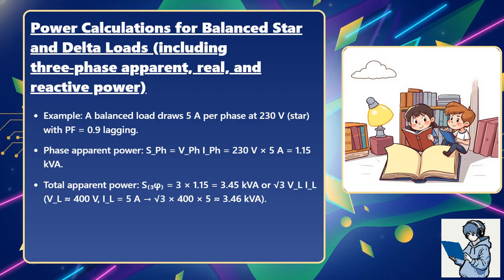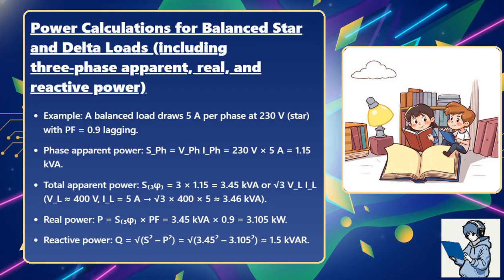Total apparent power S3 phi equals 3 times 1.15 kilovolt ampere equals 3.45 kilovolt ampere, or square root of 3 V sub L I sub L. Line voltage approximately 400 volts. Line current 5 amperes. Square root of 3 times 400 times 5 approximately 3.46 kilovolt ampere. Real power P equals S3 phi times power factor equals 3.45 kilovolt ampere times 0.9 equals 3.105 kilowatt. Reactive power Q equals square root of S squared minus P squared equals square root of 3.45 squared minus 3.105 squared, approximately 1.5 kilovolt ampere reactive.